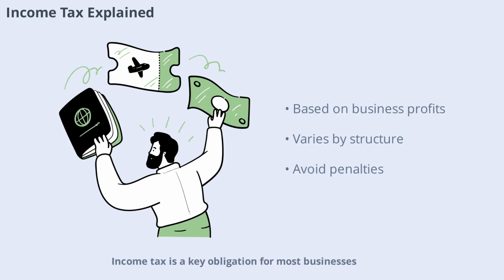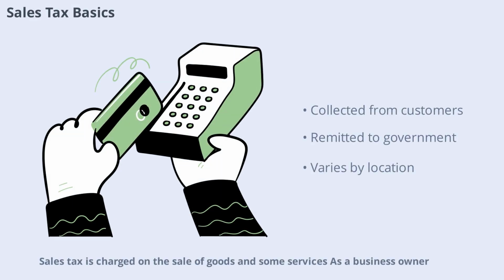Income tax is a key obligation for most businesses. It's calculated on the profits your business earns after deducting allowable expenses. The rate and filing requirements can vary depending on your business structure, such as sole proprietorship, partnership, or corporation. Understanding how to calculate and report income tax is vital to avoid penalties and ensure your business remains in good standing with tax authorities.